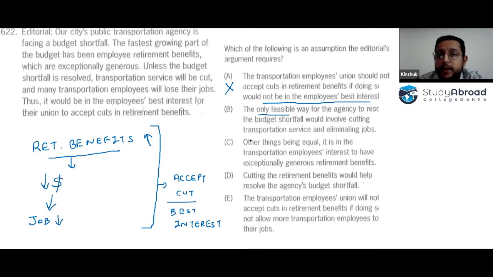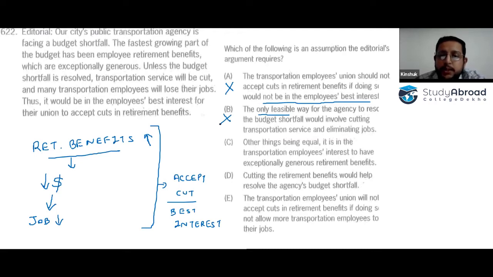So it's not saying that you have to cut down on the retirement benefits. So see, it is talking altogether in a different direction from what the author is saying, right? That they should accept the cuts in the retirement benefits. So again, this is not our assumption.